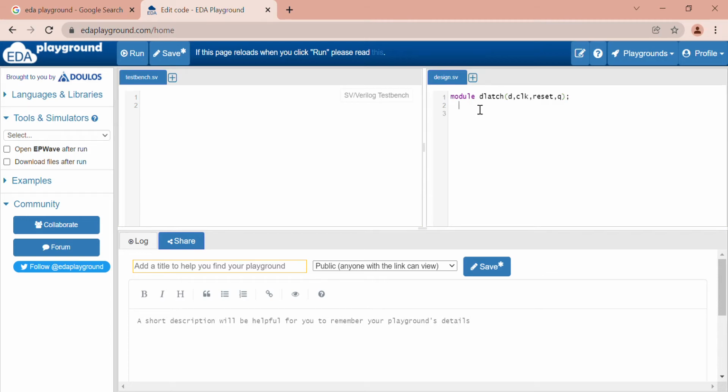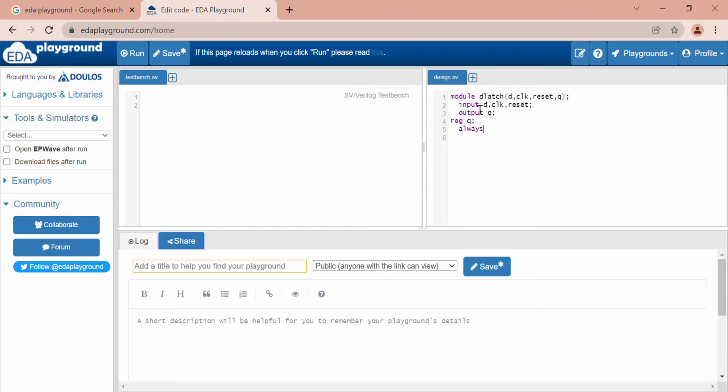After that, input declarations: D, clock and reset. These are our inputs. Then we have the output Q, then a register storing the values of Q.